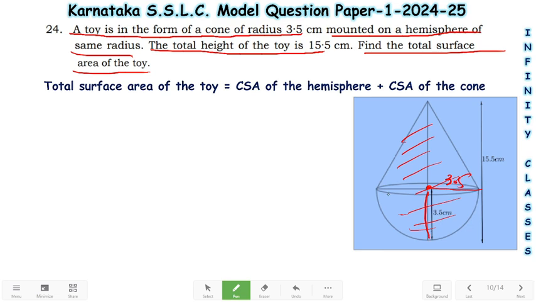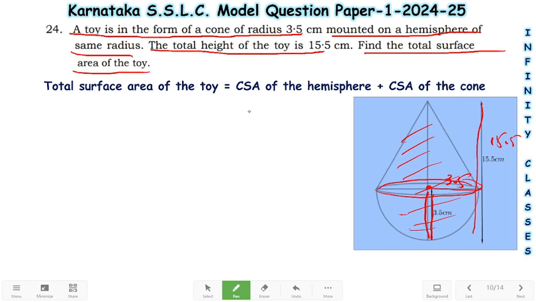The cone is mounted on the hemisphere. Its radius is 3.5 centimeter, and the height of the toy is 15.5 centimeter, as given.